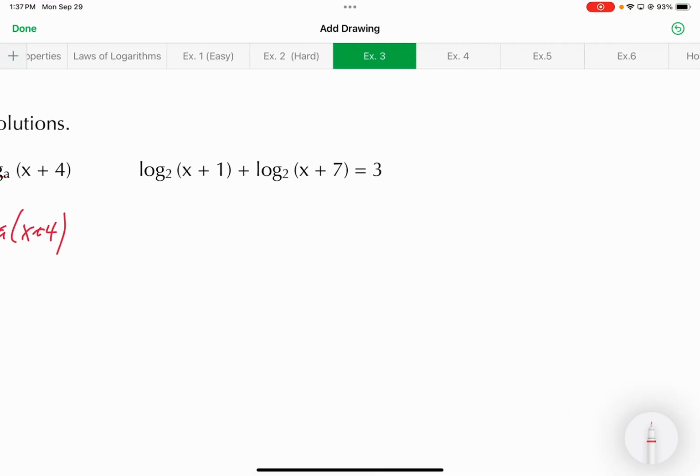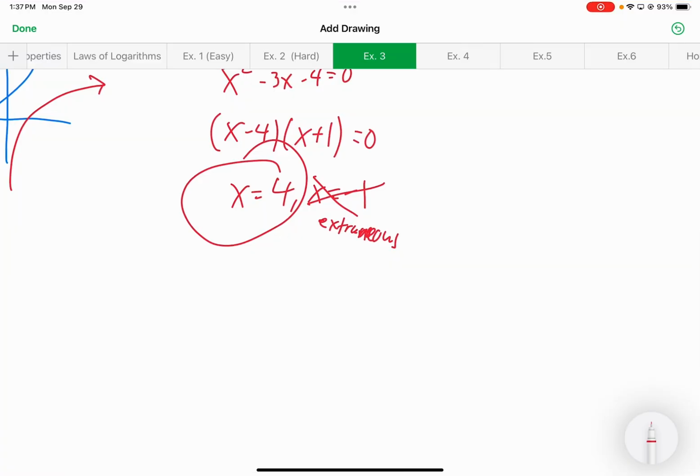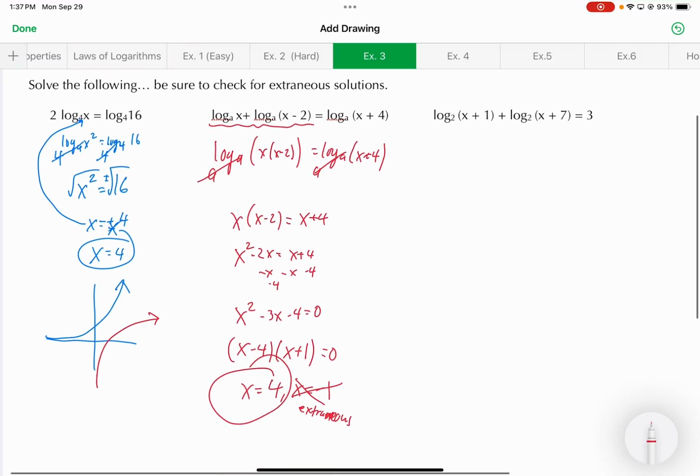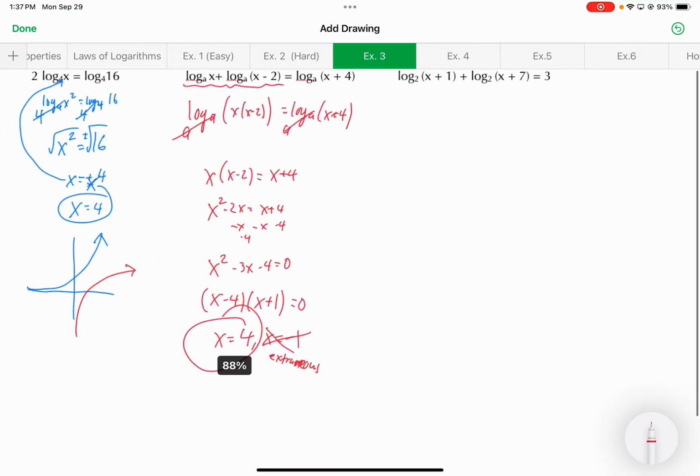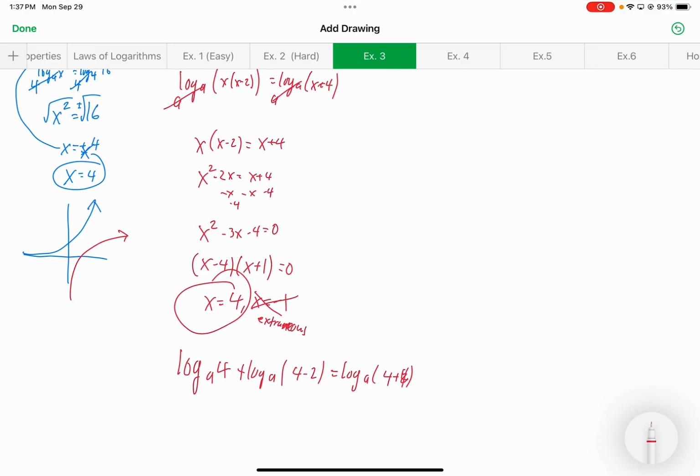All right. Wait, would you explain why negative 1 doesn't work again? Sure. So we should take our answers and plug them back into our original. So if I do that, I would have log base a of 4 plus log base a of 4 minus 2 equals log base a of 4 plus 4. So that's all fine. Log base a of 4 plus log base a of 2 equals log base a of 8. That solution is fine.